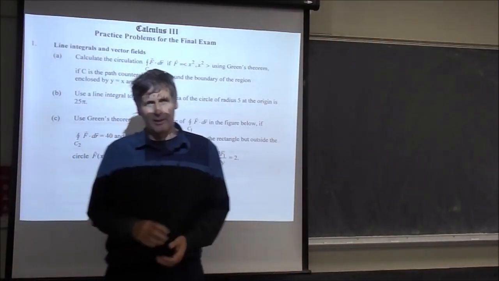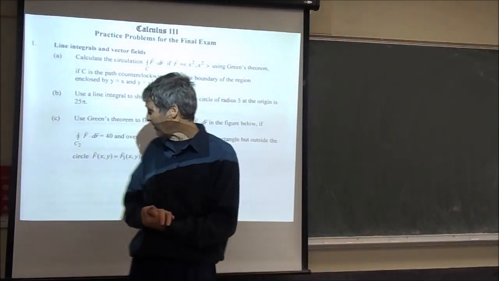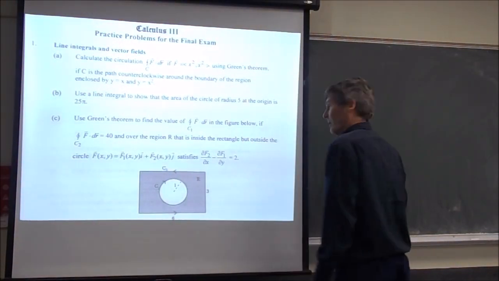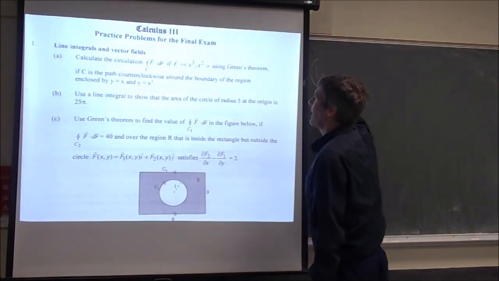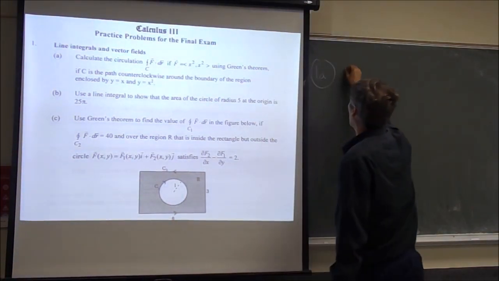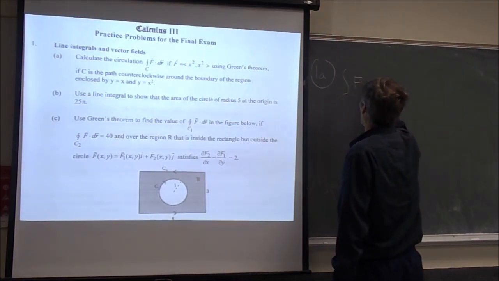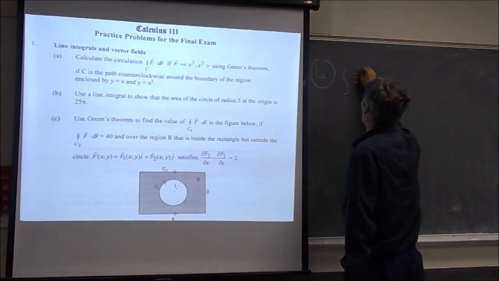Today we're going to look at some of the review problems for the final exam. Here they are. I'll just kind of get them started and I'll let you finish them. On 1A, suppose I want to calculate the circulation, which is also the same thing we calculated called work.